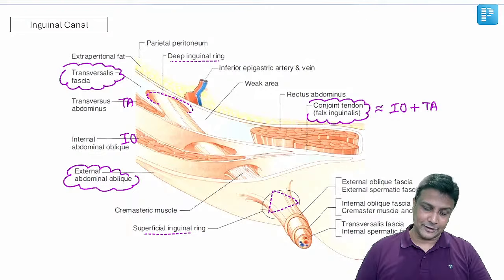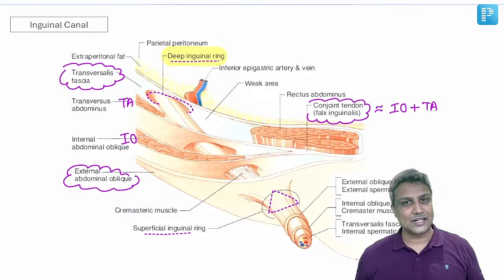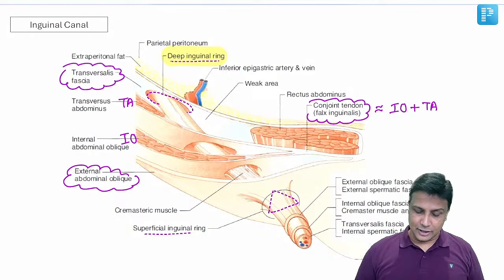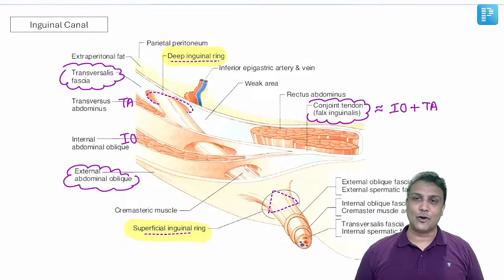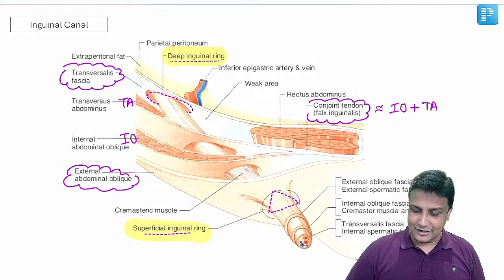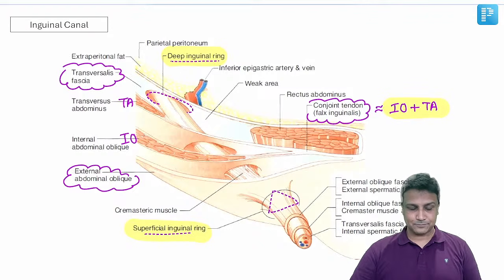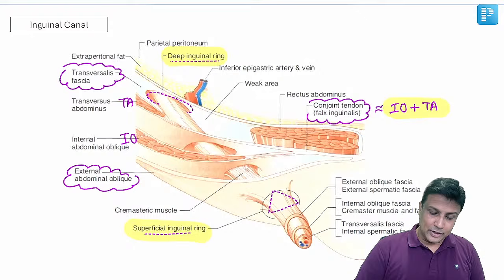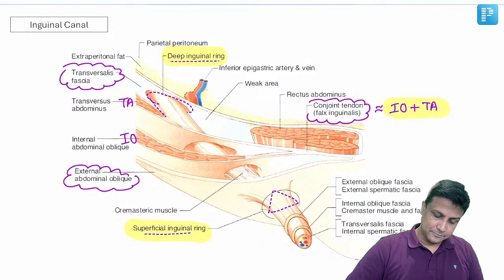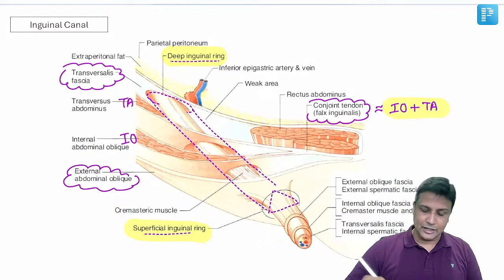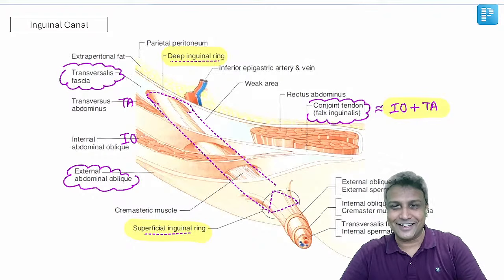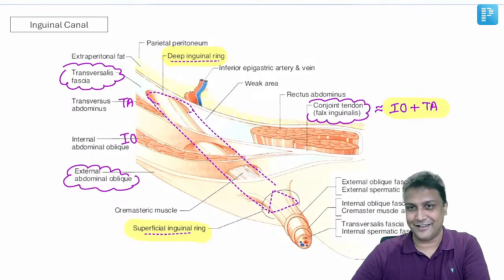Let us repeat that again. Come on. Deep inguinal ring is present in which layer? Transversalis fascia. The superficial inguinal ring is present in which layer? External oblique. And then conjoint tendon is formed by dash and dash, that is internal oblique as well as transversus abdominis. Now join the deep inguinal ring with the superficial inguinal ring here. And together they are going to form a canal. That canal is nothing but your inguinal canal.